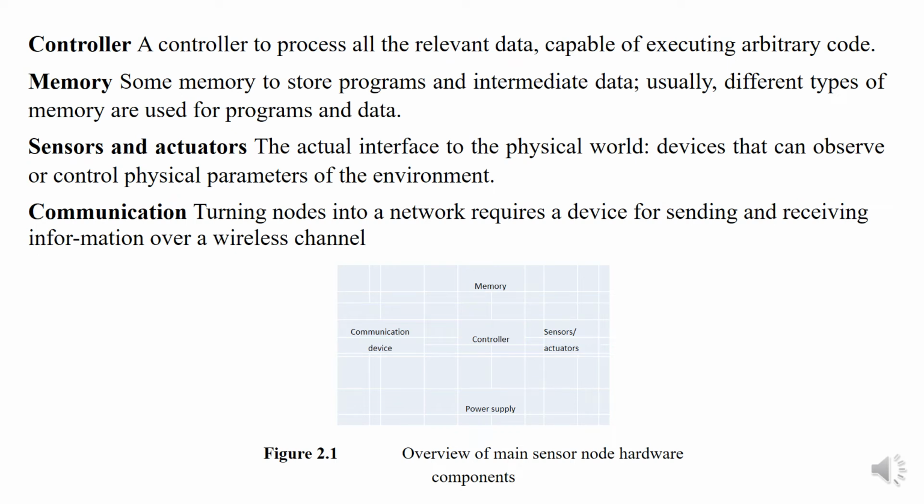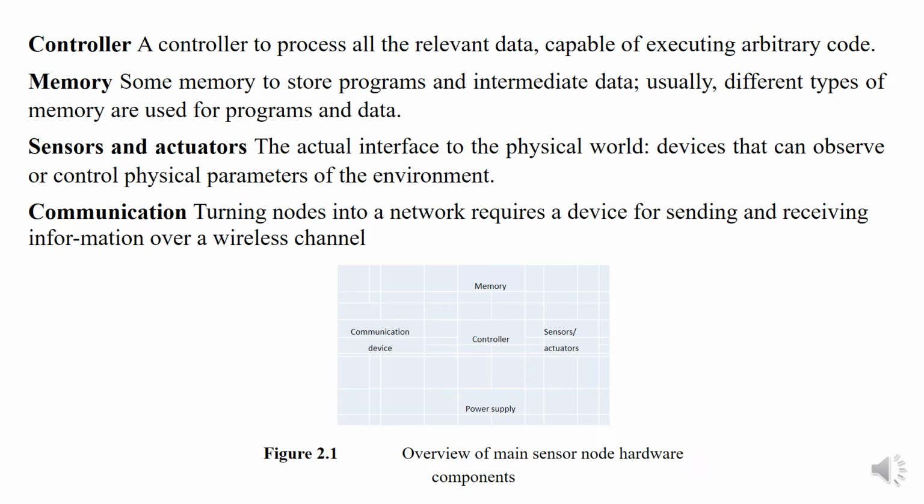Controller: a controller to process all this relevant data, capable of executing arbitrary code. Memory: some memory to store programs and intermediate data. Usually different types of memory are used for programs and data. Sensors and actuators: the actual interface to the physical world. Devices that can observe or control physical parameters of the environment.